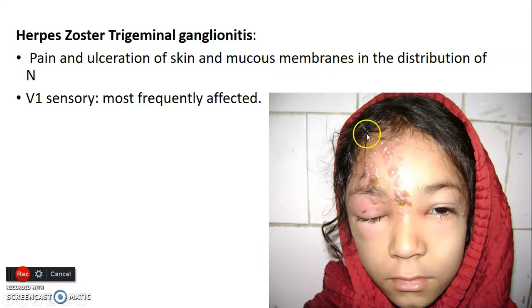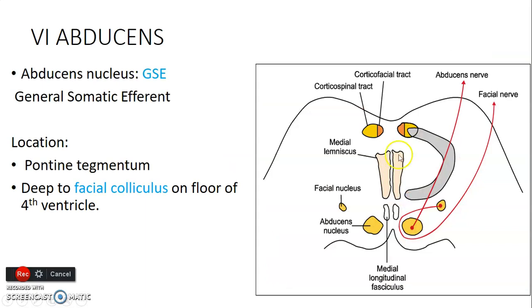Then we go to the 6th cranial nerve, which is abducens. It carries general somatic efferent information. And abducens is located in the pontine tegmentum deep to facial colliculus. Remember we said facial colliculus is the abducens nucleus that is surrounded by facial nerve going round it. So it's deep to facial colliculus, which is located on the floor of the 4th ventricle.